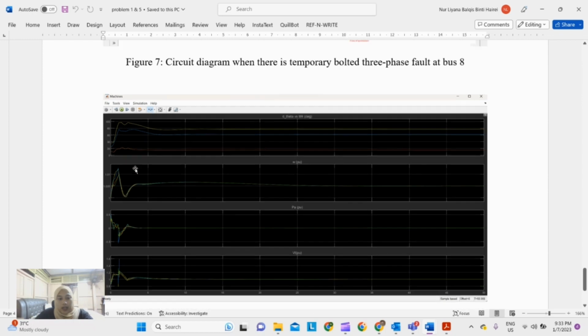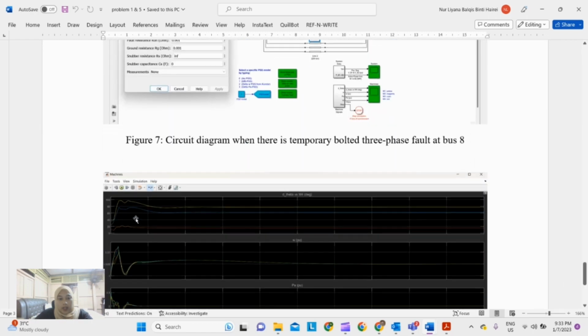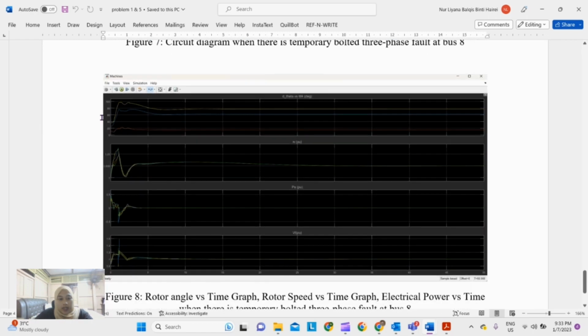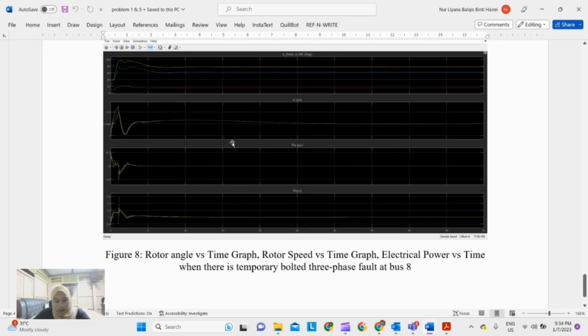As we can see, compared to the steady state condition, there's disturbance here due to the temporary three-phase fault at bus 8. Okay, that's it from me. Thank you.